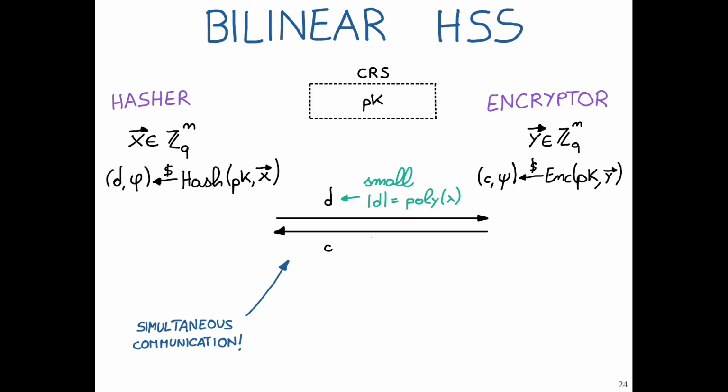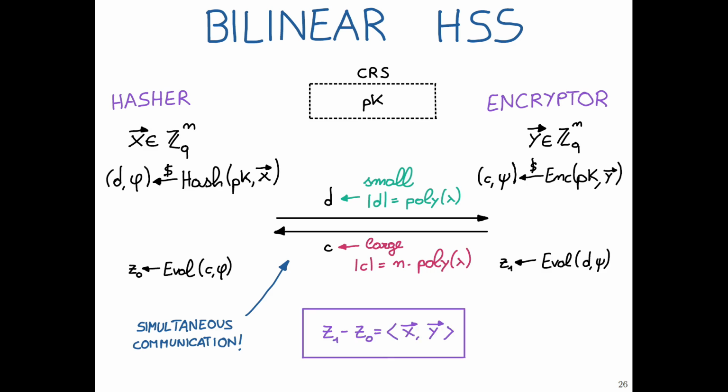The hash digest D is just a small message. It's independent of the input size. However, the ciphertext has size linear in the input size, n. The two parties can then locally evaluate secret shares of the dot product of X and Y. This works similarly to the trapdoor hash functions of Dottling et al., though their primitive is adapted to outputting bits to the encryptor instead of generating secret shares over a larger ring.